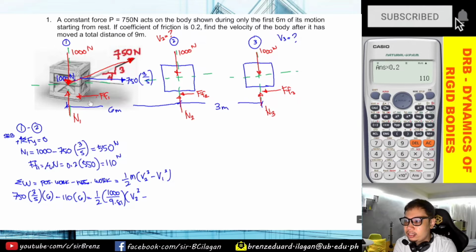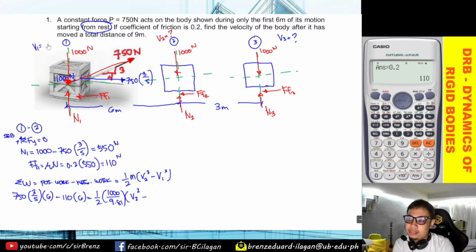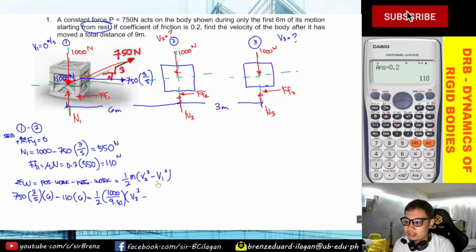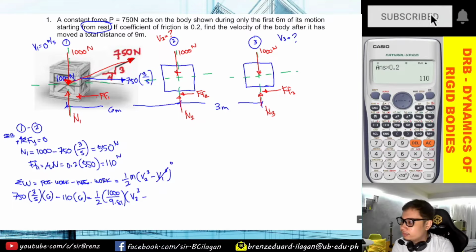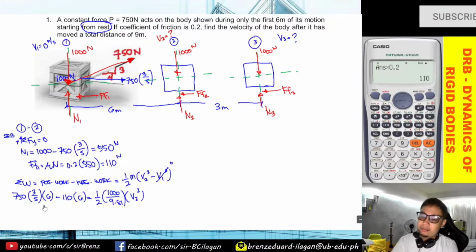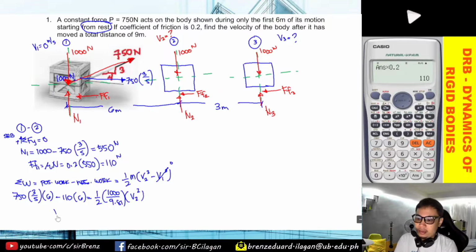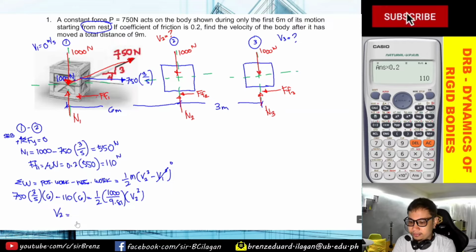So, ano yung ating initial velocity? From the problem itself, ang sabi dyan, it starts from rest. So, under kinematics, when we start from rest, therefore, the initial velocity is 0 meter per second. Therefore, I can cancel out this one. Pwede kong gawin dito, tanggalin ko na to. And then, isara ko na yung equation. So, I think, makukuha na natin yung V sub 2.